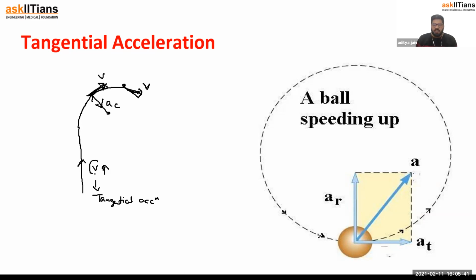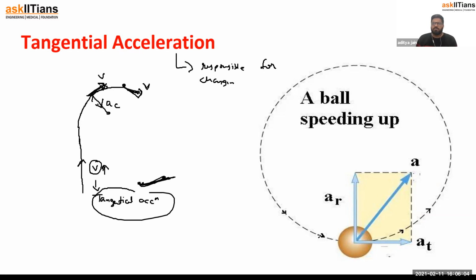So whenever there is a change in speed, that is due to the tangential acceleration, and tangential acceleration is always along the direction of speed. We have already seen the direction of speed is along the tangent. That's why the name is tangential acceleration. So tangential acceleration is responsible for changing the speed, or you can say the magnitude of velocity of a body. Okay, clear? This is speed.